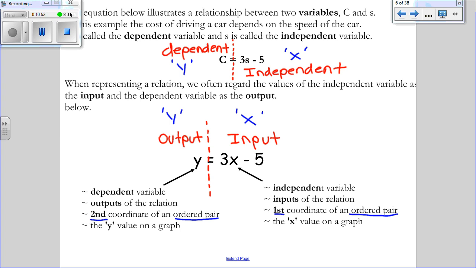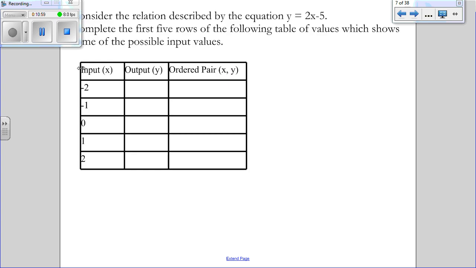On the next slide, we're going to be given a table of values. In that table of values, they've given you some input values. They want to know what the output is for each one of those input values. To figure out what the output is that matches each input, you have to put those inputs into the equation they've given you. So you need to take each input and substitute it into your equation to calculate your output.